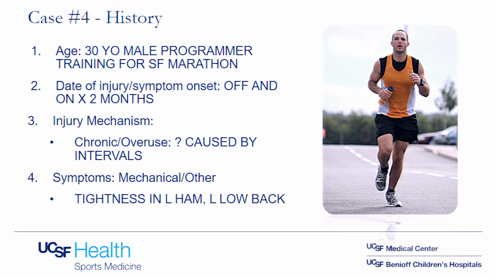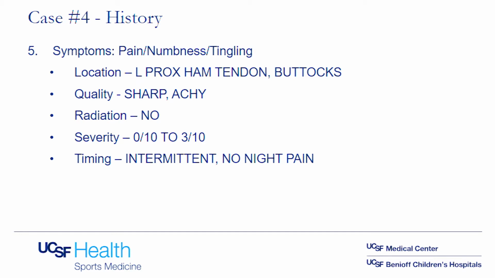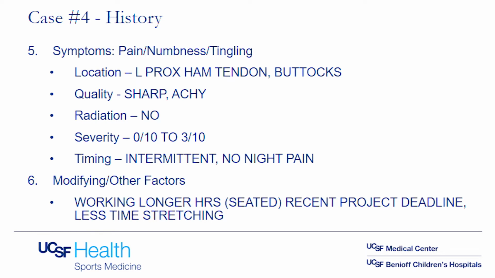Tightness in the left hamstring and the left lower back. So, location, proximal hamstring, and the butt. Sharp, achy. Radiation, nope. Pain, I don't know. Sometimes I don't have any pain at all. Sometimes it gets to be minimal, 3 out of 10. Intermittent, I never have night pain. What are the other factors? Well, you know, I've got a big project I'm working on. I've been working longer hours where I've been sitting, and I haven't been able to stretch as much as I normally do.